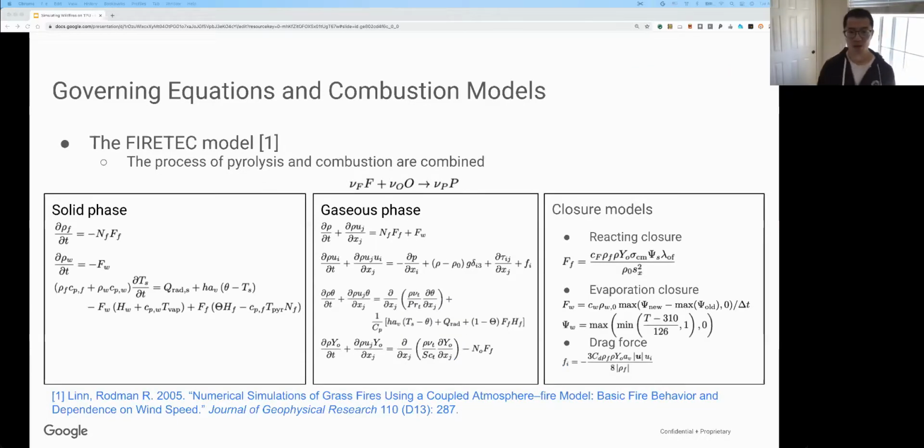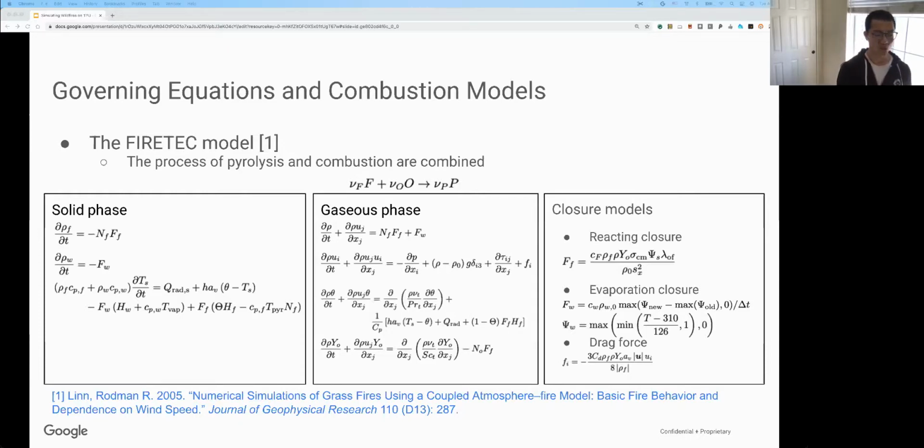So to simulate these wildfires, we have to augment our Navier-Stokes equation with different physics models. Here, the model we considered is a FIRETEC model that was developed at Los Alamos National Lab. The reaction equation shown here is a single-step reaction that combines both the pyrolysis process and the combustion process. To simulate these wildfires, we considered the effects of chemical reaction, and also the heat loss due to evaporation and radiation. So the governing equations are summarized as below.